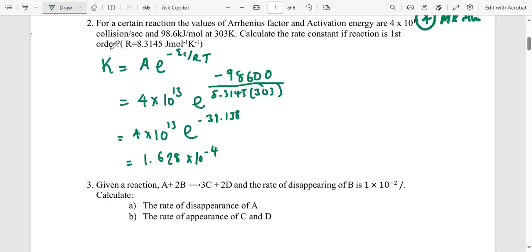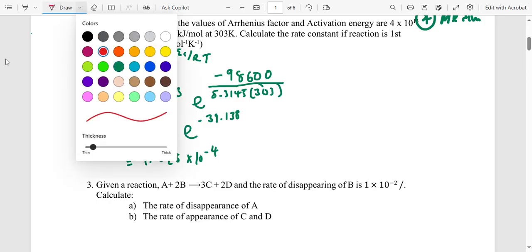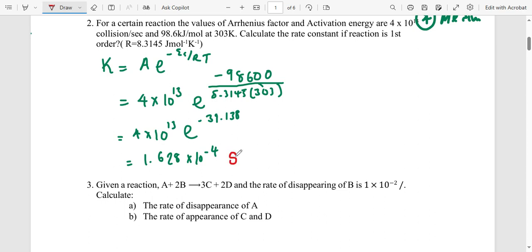Remember, they said that this is a first order reaction. So the unit for the rate constant for a first order reaction is second to the power negative 1. How do we find the unit for K? The unit of K is given by molarity to the power 1 minus n, multiplied by time to the power negative 1, where n is the order. Since this is a first order, it will be molarity to the power 1 minus 1 and then time to the power negative 1.